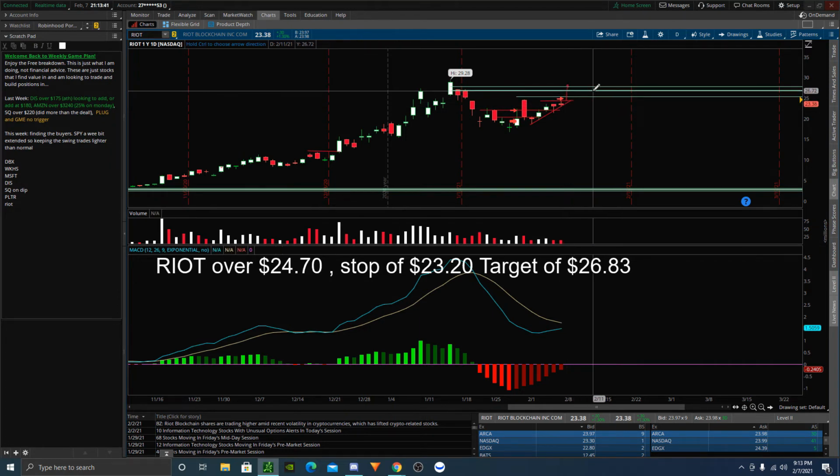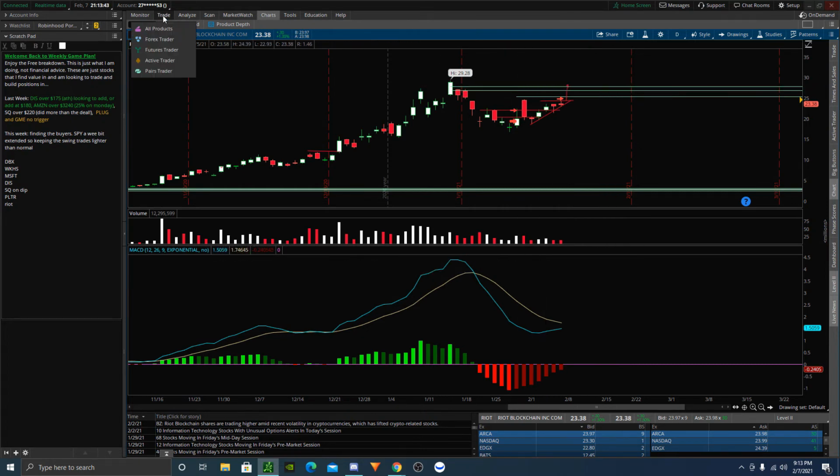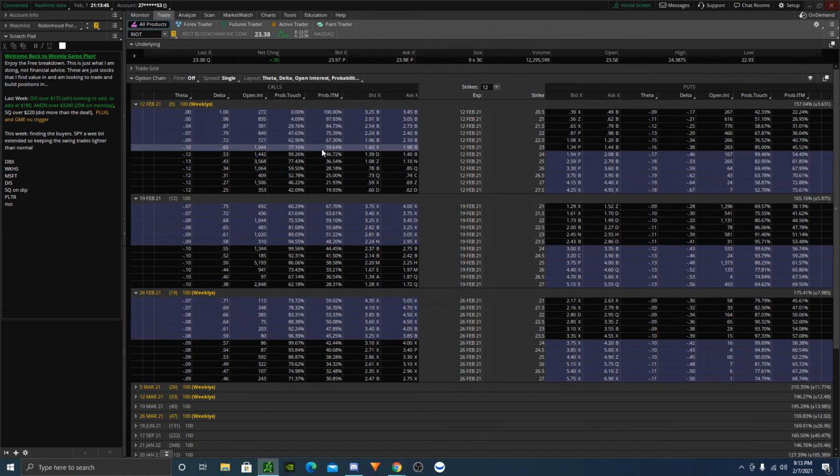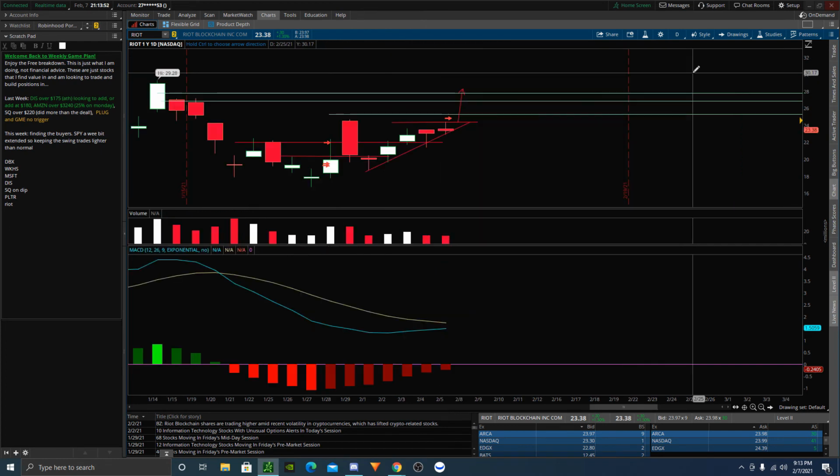And if we can base and hold out, I'll be looking to see if we can break a little bit higher. The option chain is a little bit crazy, but there's a 52% chance that we can touch as high as 26.50. So I'm going to lean with that conservative target, risking about $1.50 to make about $3 on Riot this week.